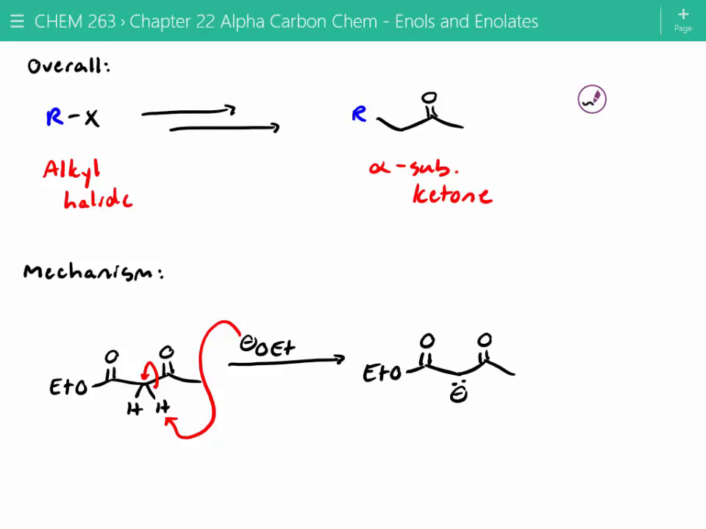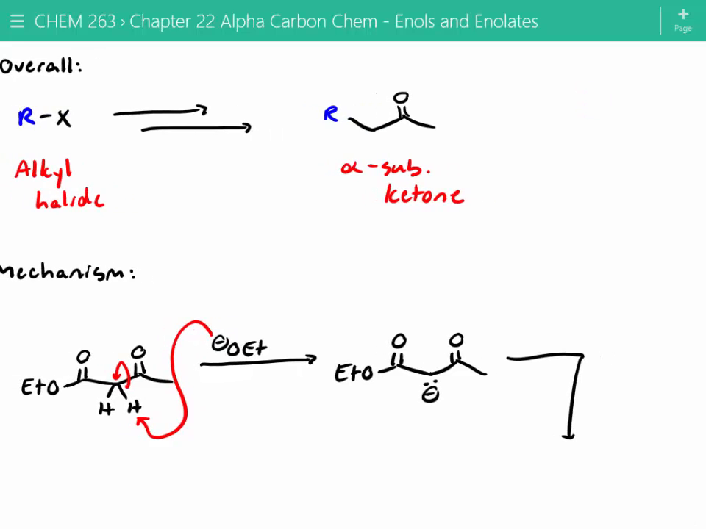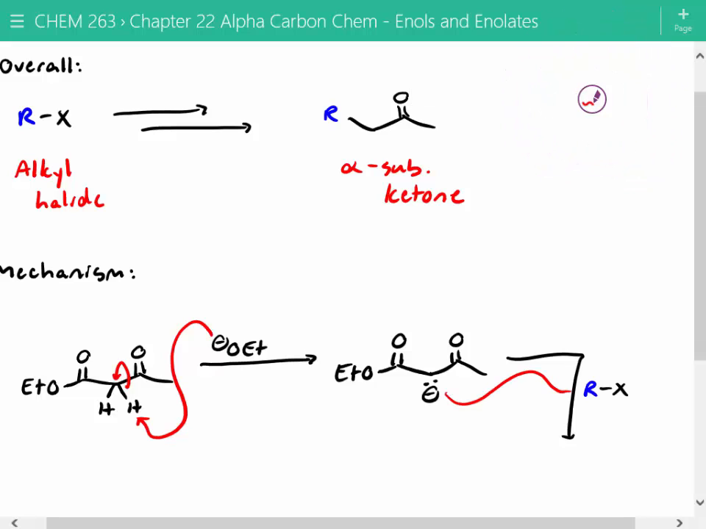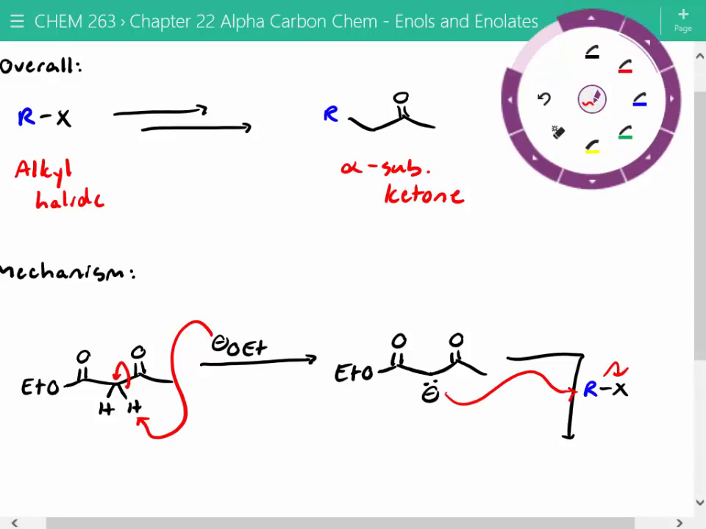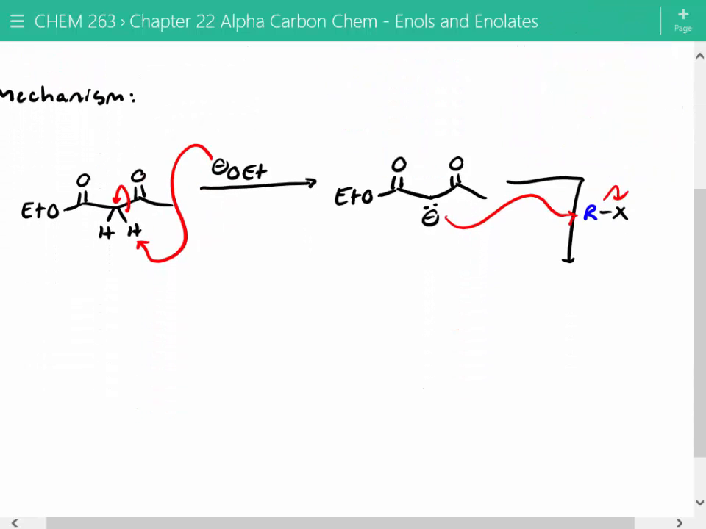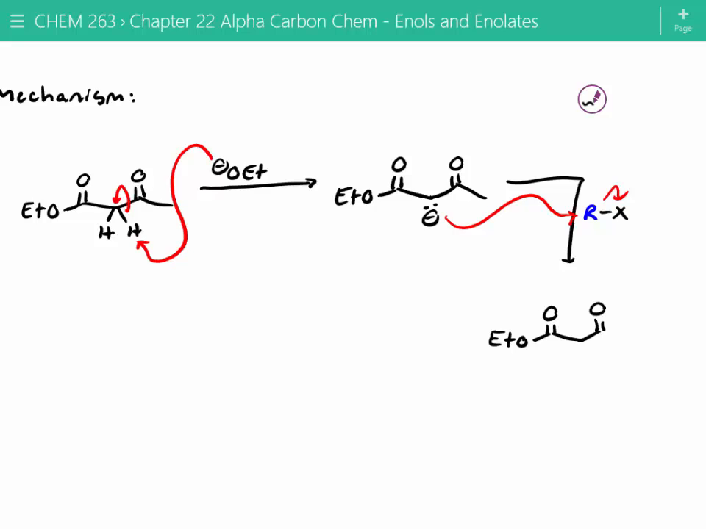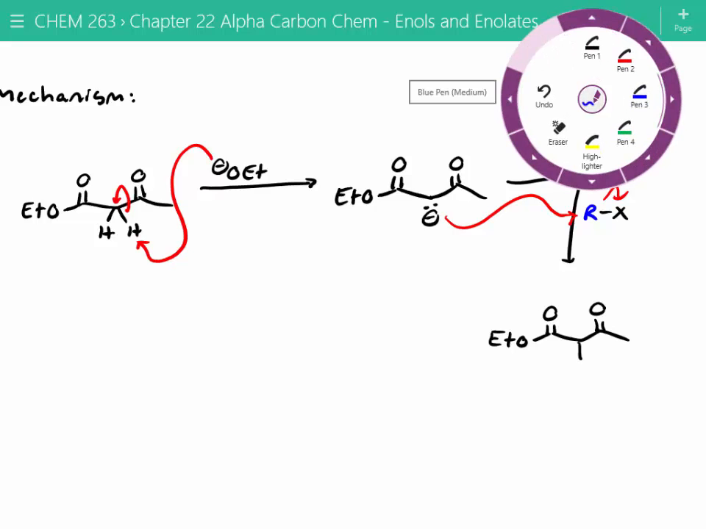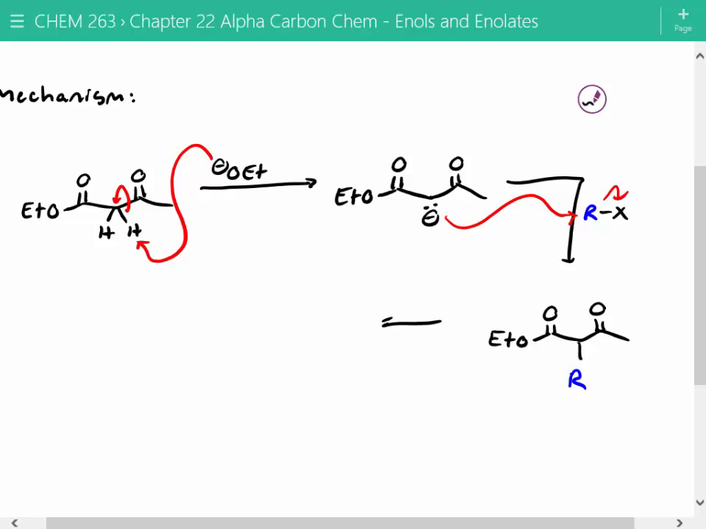Let me clean this up. And then just like before, we can react this with our alkyl halide in the next step. Our enolate will do a nucleophilic attack, kick off our leaving group, and now we've got alpha substitution. Now in the next step, we said we can add in acid, but in this case, we only have one ester that we can hydrolyze off.